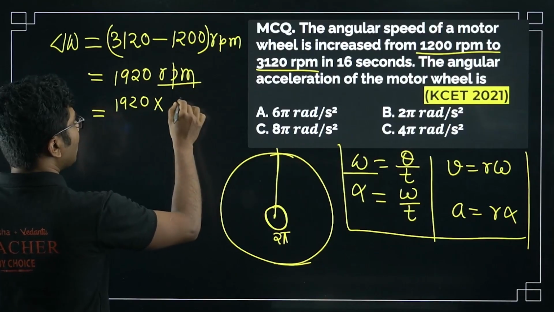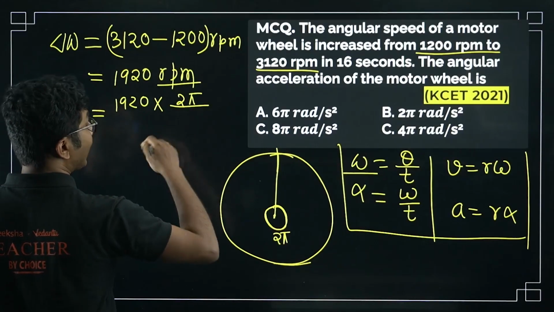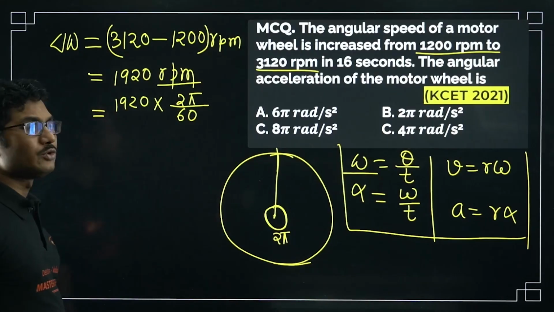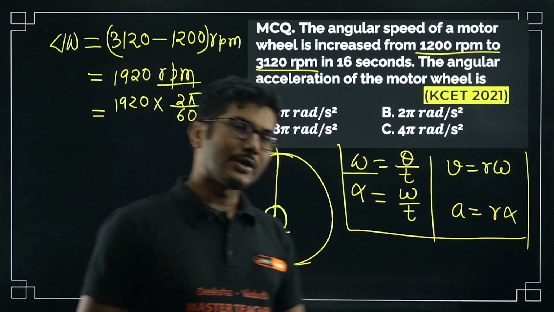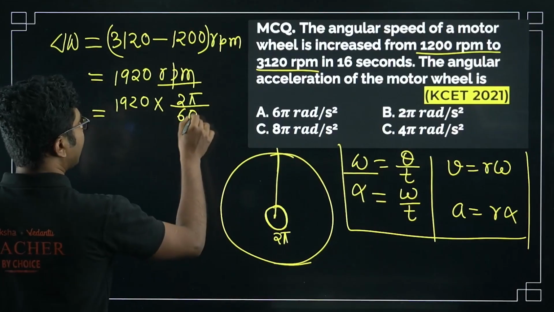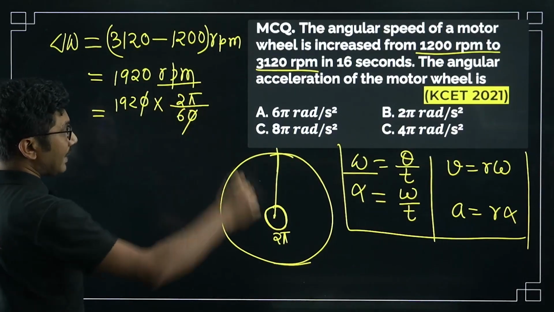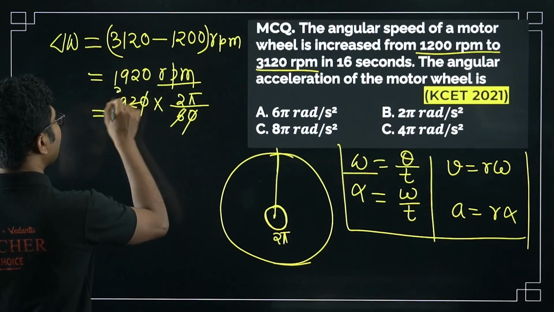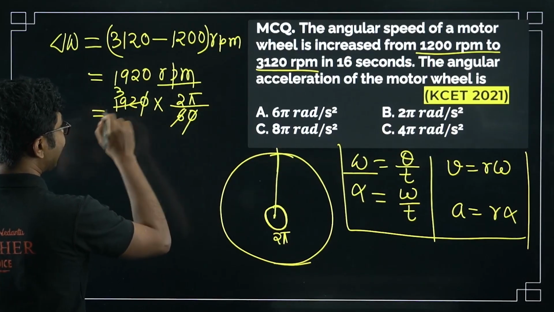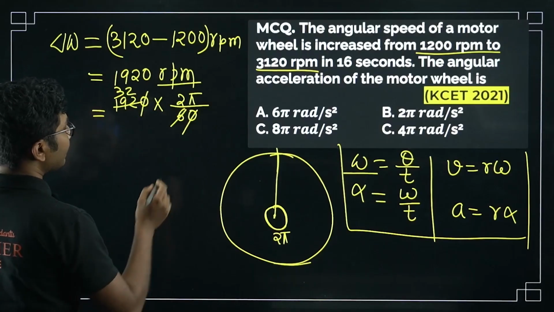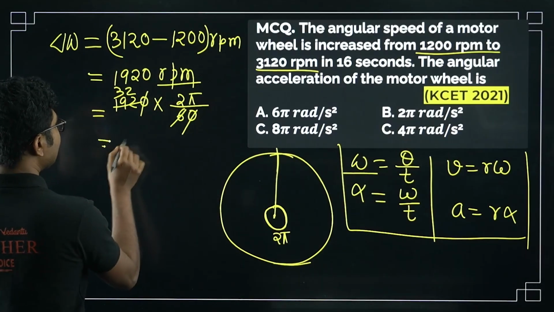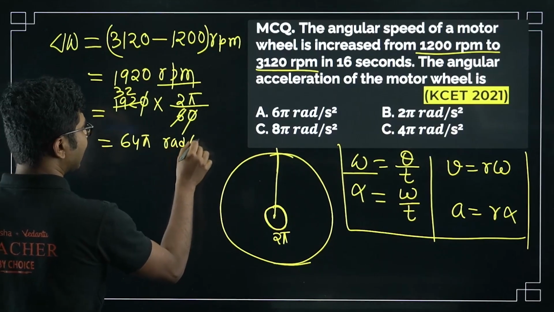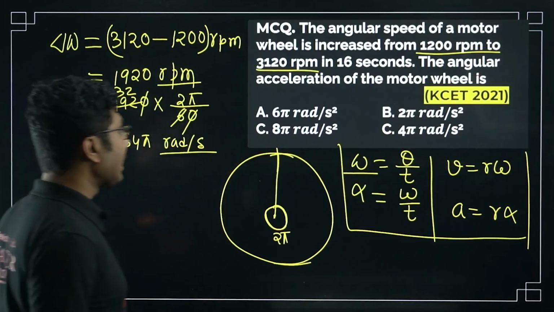rpm means 2 pi. And what is the time? It was per minute, but our unit is in seconds. So rpm means 2 pi by 60. So whenever you want to convert from rpm to radian per second, you have to multiply with the 2 pi by 60 factor. Now let's solve it. So 6 threes are 18 and 2 6s are 12. So it will be 64 pi radian per second. So this is the delta omega, change in angular speed.